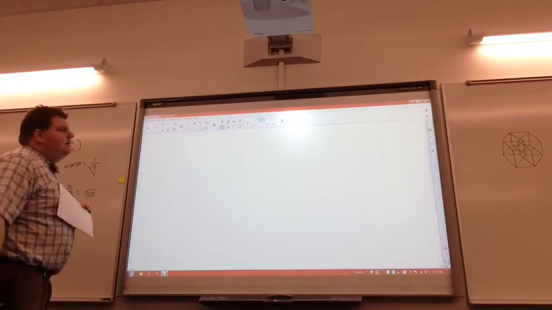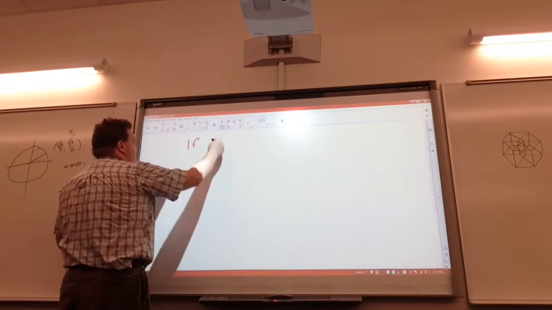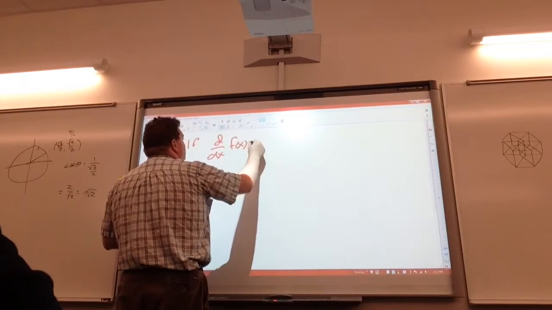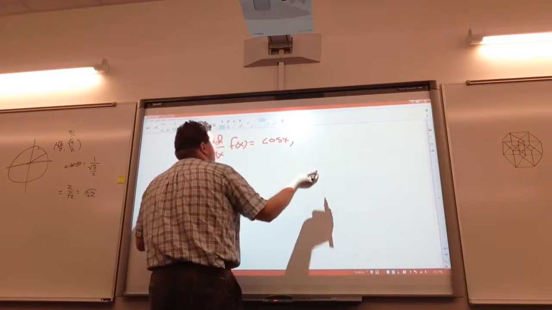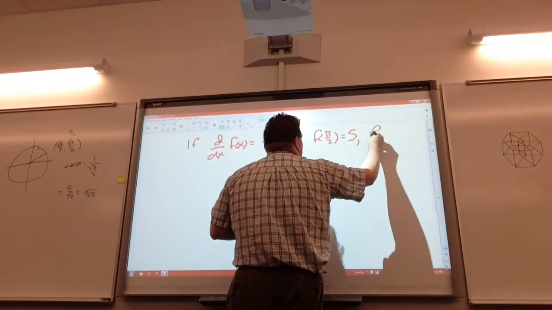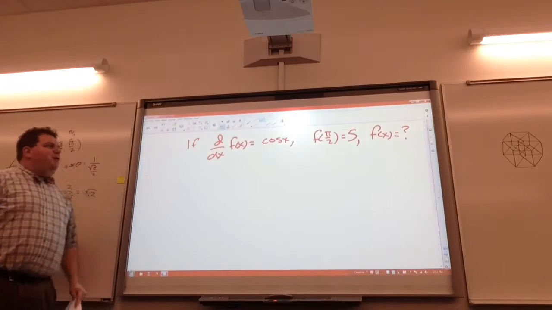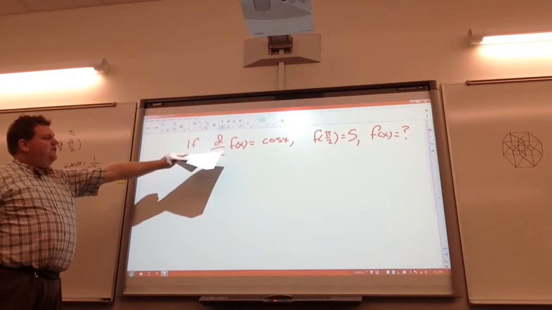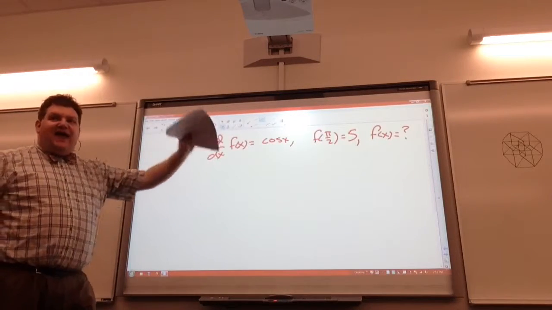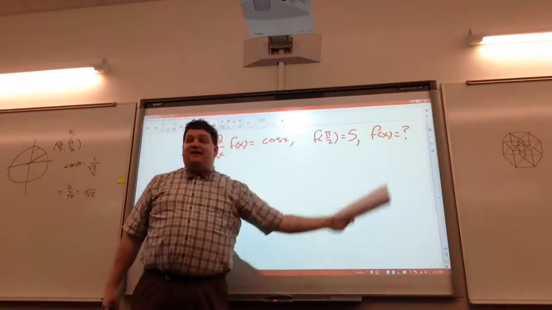Next one. This one a lot of people had trouble with, and I think it's just because they weren't used to the wording. If the derivative with respect to x of f of x is equal to the cosine of x, and if f of pi over 2 is equal to 5, what's f of x equal to? Everybody, people for some reason did not read this correctly. That's saying the derivative of f of x is the cosine of x. So f of x's derivative is cosine of x, and we want what f of x is.